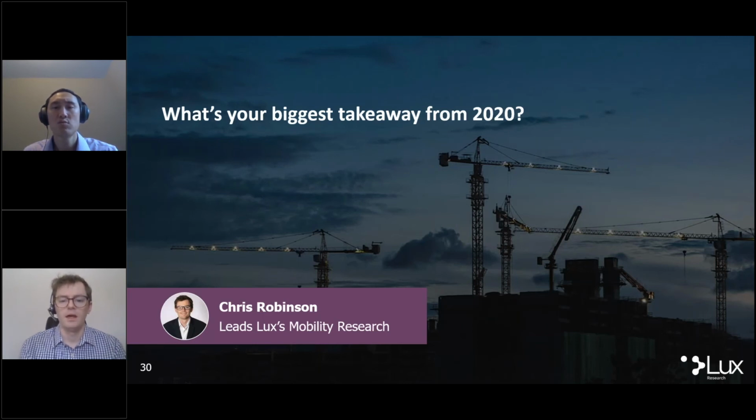So, for me, when I think back to 2020, it really was the year that these ride-hailing companies that have been trying to say, hey, we're a mobility company, it's really the first year they've actually executed on that vision.